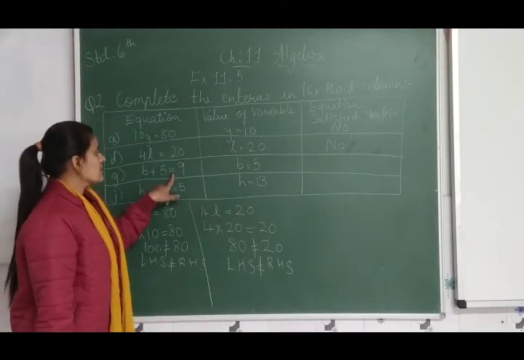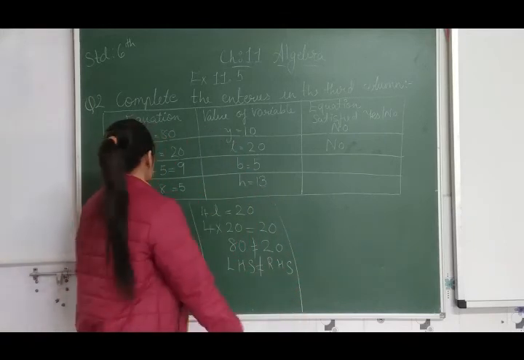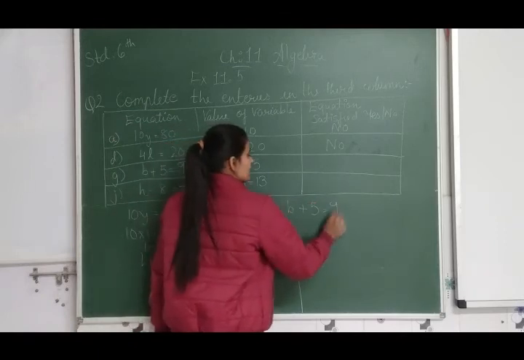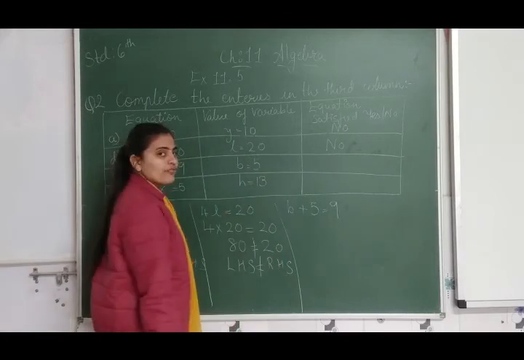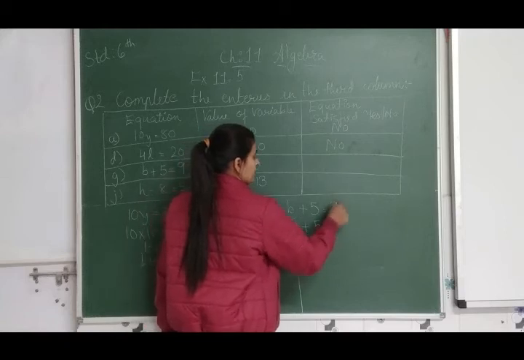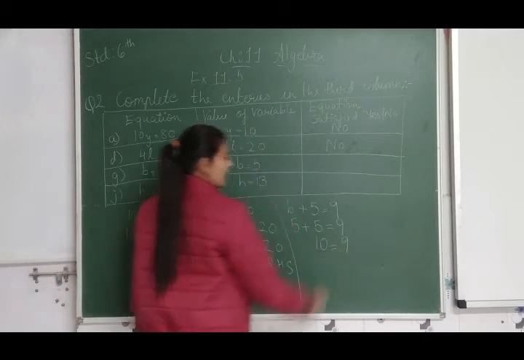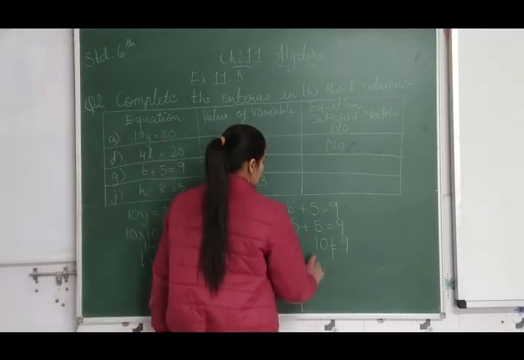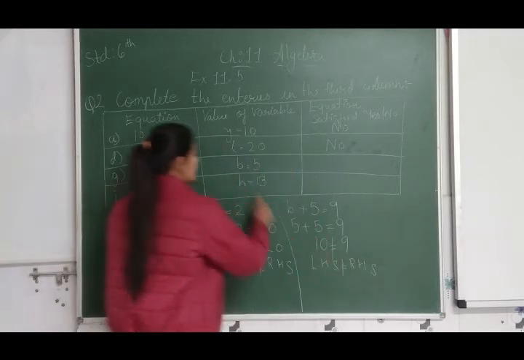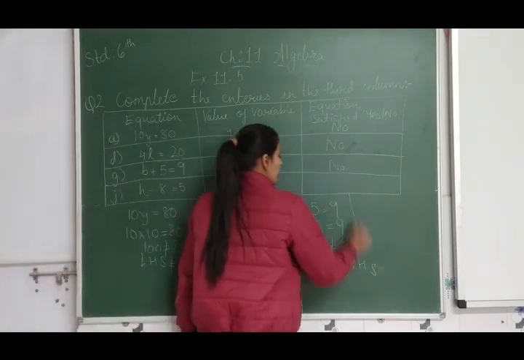Next, B plus 5 is equal to 9, and for B we have to take 5. So first copy down this equation, B plus 5 is equal to 9. B's value we have to take 5. So 5 plus sign as it is, 5 also we will copy down as it is, equal to 9. Now 5 plus 5 is 10, equal to 9. 10 and 9 cannot be equal. So here we are getting that LHS is not equal to RHS. So for B equal to 5, it does not satisfy our equation. So here also it will be no.